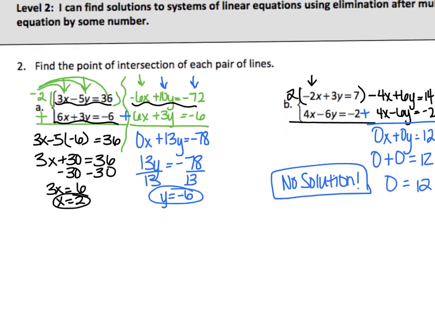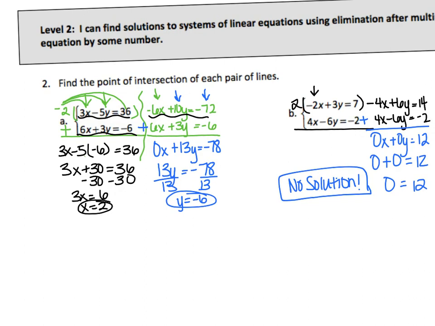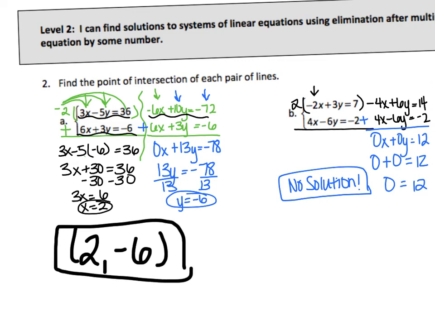So that is level 2s, and before I forget, I forgot to write number 2 as an ordered pair. So your final answer for 2 should be (2, -6). Okay, so now that I've written that as an ordered pair, B doesn't have an ordered pair because there's no solution. Level 2 is just picking one of the equations and multiplying it by something in order for the variable to cancel out with the second equation.